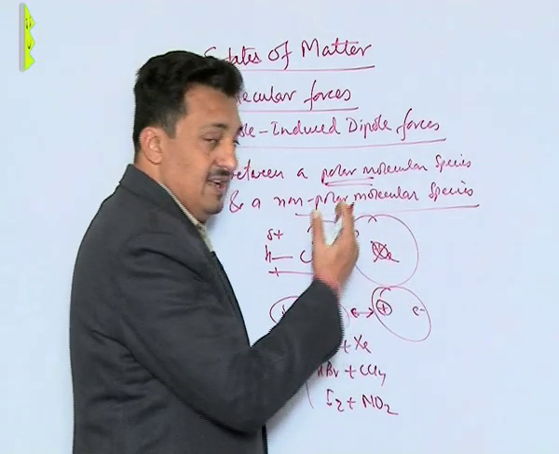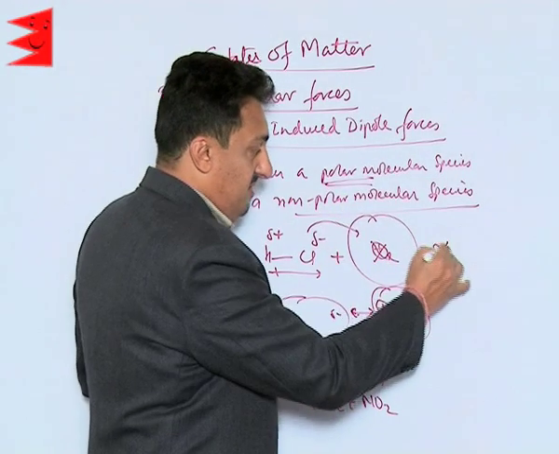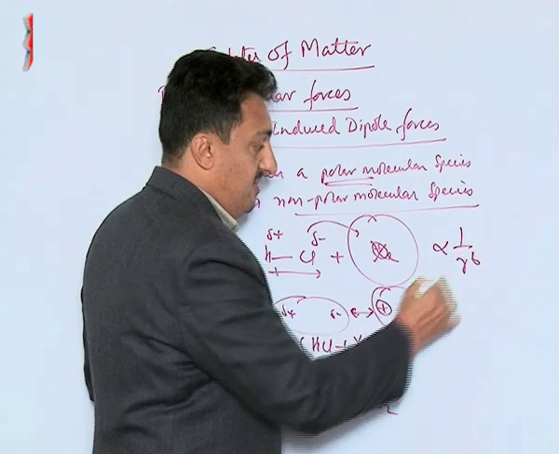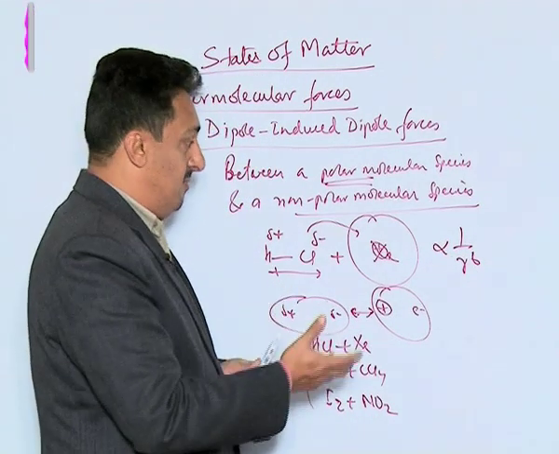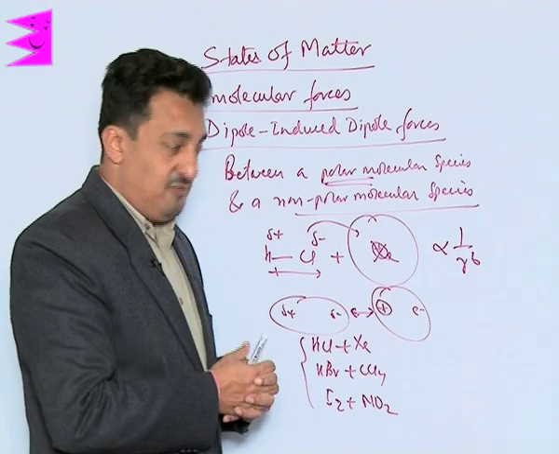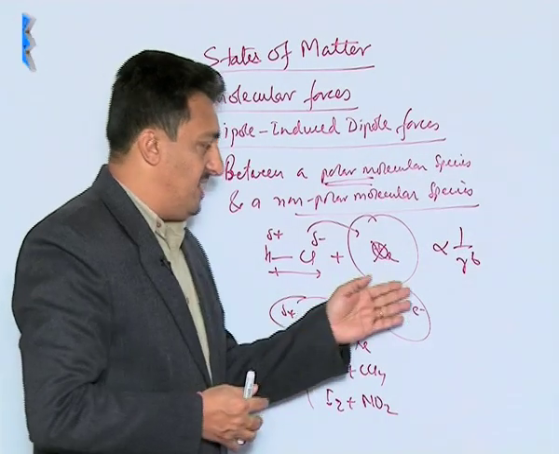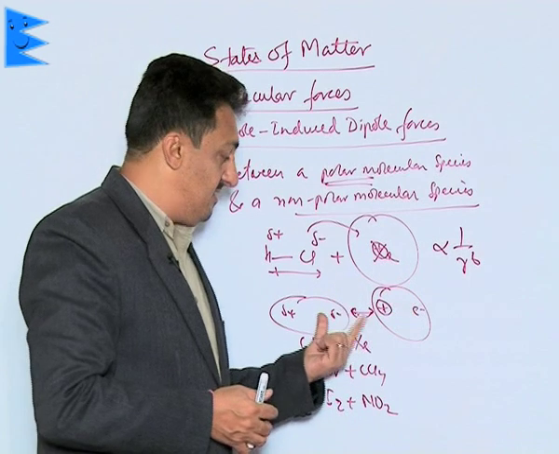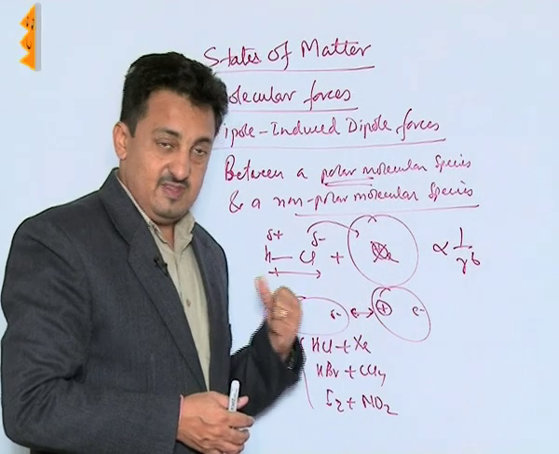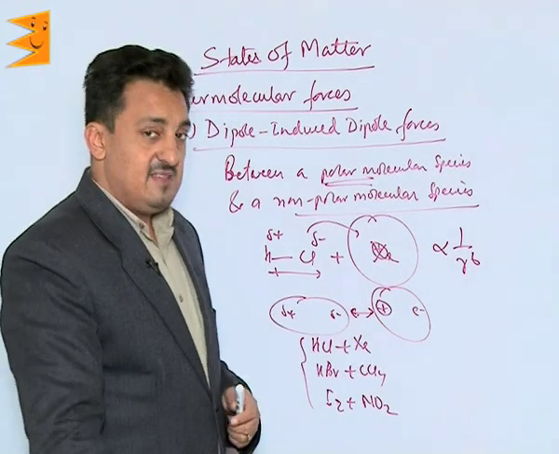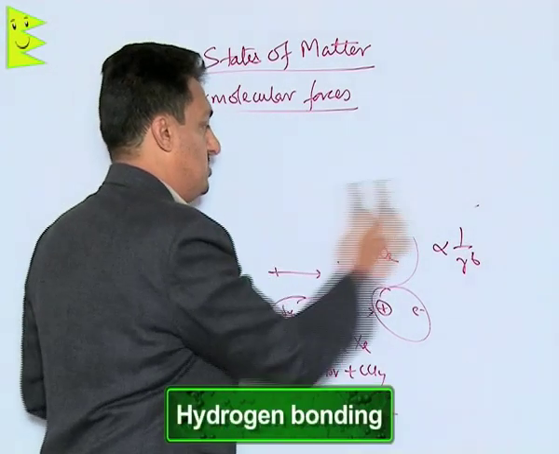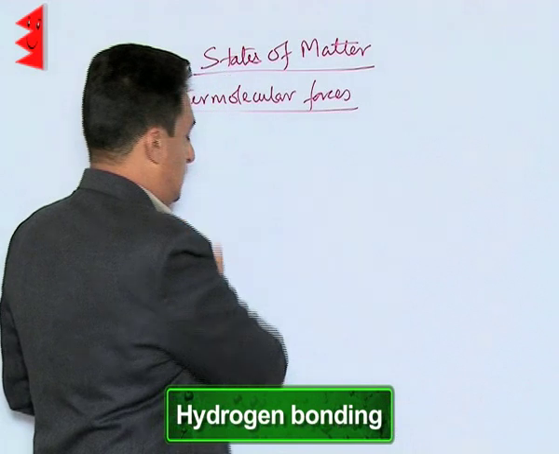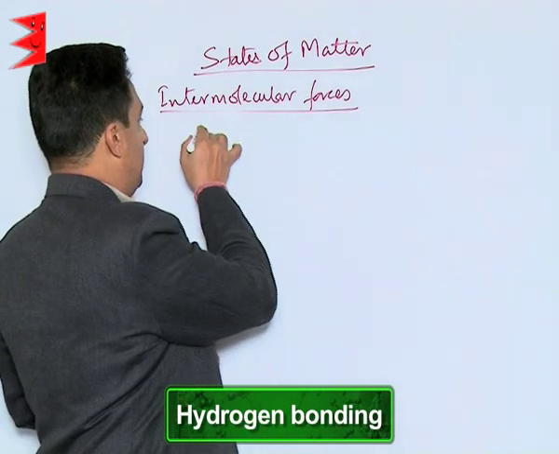Now the interaction energy of these forces is inversely proportional to the sixth power of the distance between the molecular species. So again it's almost as strong as this one, but what we find is that this decreases with the increase in the distance between the molecular species. Fine. Now the next type of intermolecular forces we have is the hydrogen bonding, which is the strongest of all the four types.